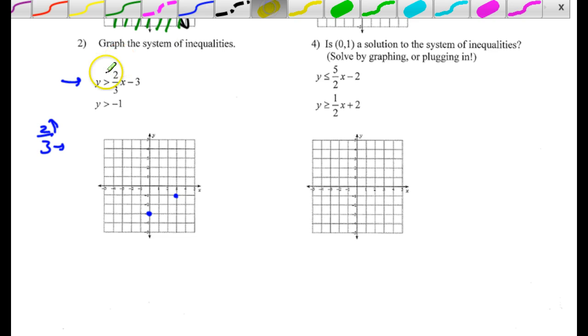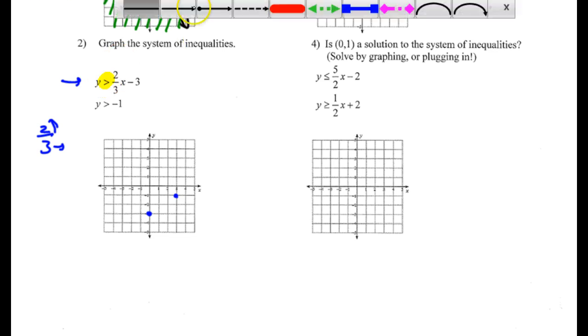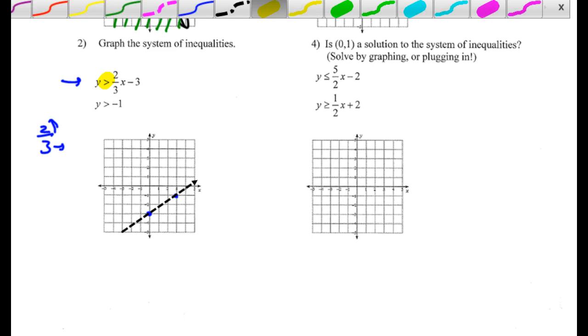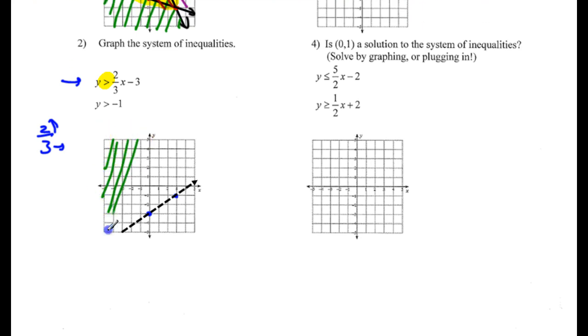Notice the sign, greater than but not equal to, so that will be a dotted line. Okay, so make a straight dotted line here. And now we need to shade. Greater than would be on top of this. Okay, so it doesn't matter what direction you shade, but we just want to do it two different ways so we can see later where the two inequalities are crossing over.